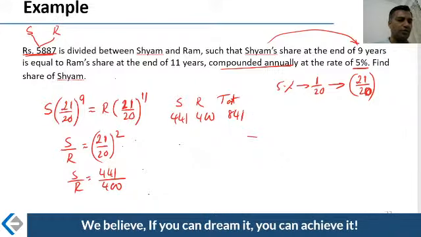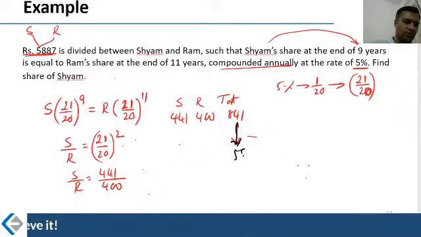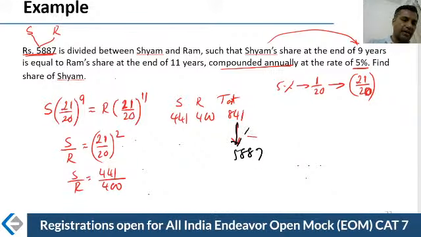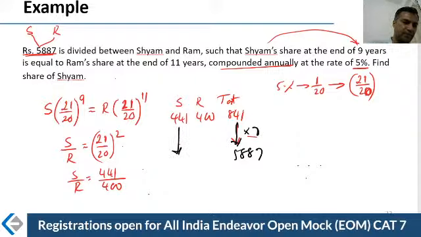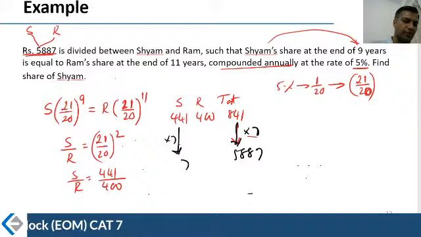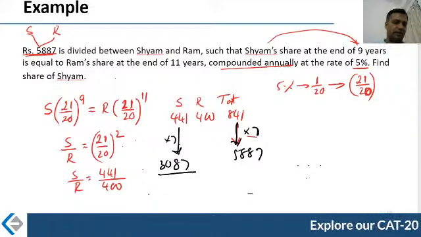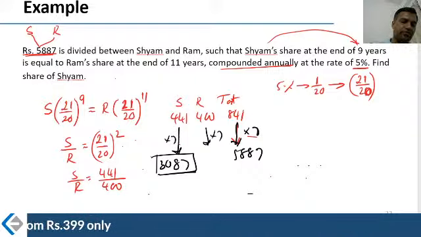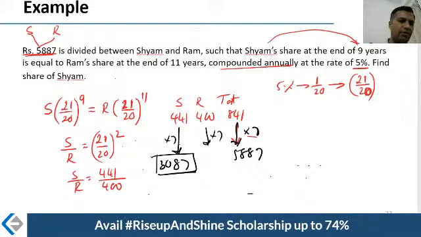But the author said that the total is not 841. You've got to distribute 5887 among these folks, right? So what is the factor of multiplication, friends? It is 7 times. Do exactly the same thing here. 441 into 7 gives the value of Sham, 3087. That is going to be the share of Sham. Multiply 400 by 7 and it becomes 2800, which is the share of Ram. Simple one, pretty straightforward.